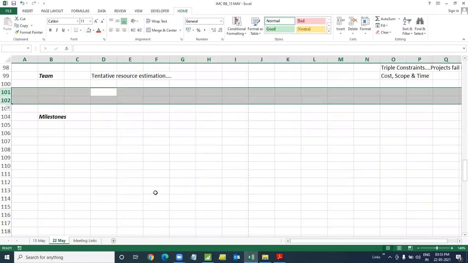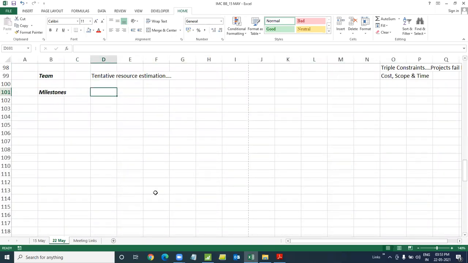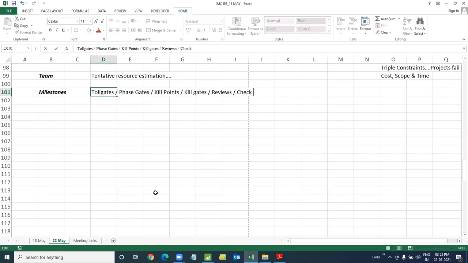Now milestones is something where we say these are also known as toll gates, phase gates, kill points, kill gates, review. Bottom line, what do you call this? These are management review checkpoints, or you can say checkpoints also. These are various stages where you want to check the progress of the project. Who does this review? Champion. So champion will review the project at these stages.